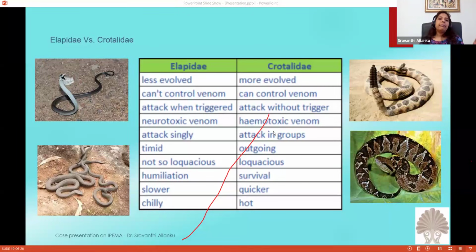Now let us use this box to understand where this patient more belongs, what this patient is more similar to. Okay. Elapids are less evolved. When I say less evolved, that means less evolved than crotalids. Elapids cannot control their venom. Their lower jaw is rigid. They can't control their venom, as opposed to crotalids who can. Now, elapids attack when triggered.